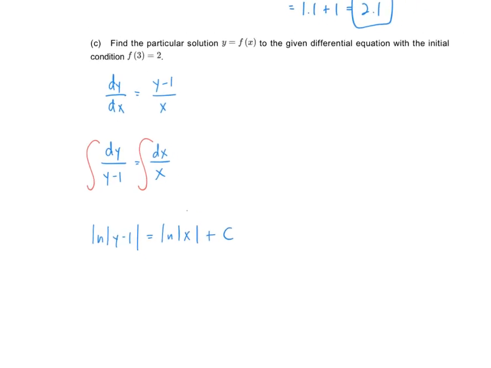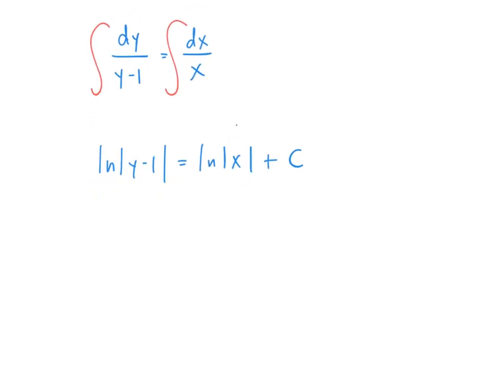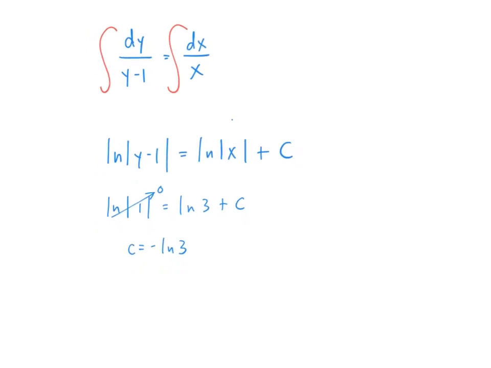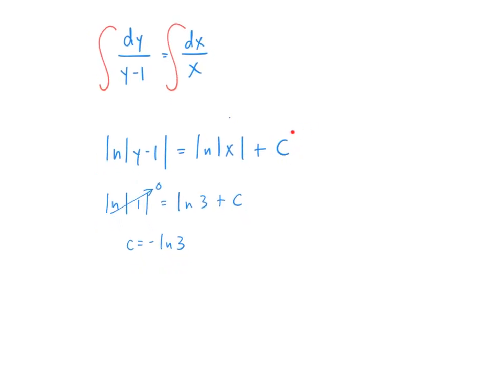Okay, now we'll plug in the initial condition. So when x is 3, y is 2. Plug that in. Plug in 2, you get 1. This is ln 3. ln 1 is 0, and that means that C is negative ln 3. Okay, so we'll plug it back into C here.